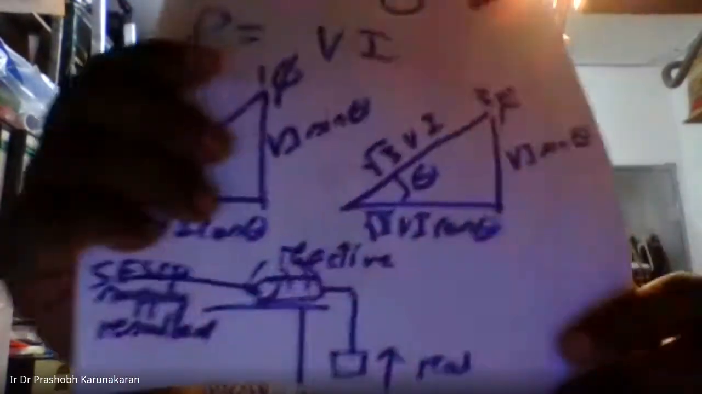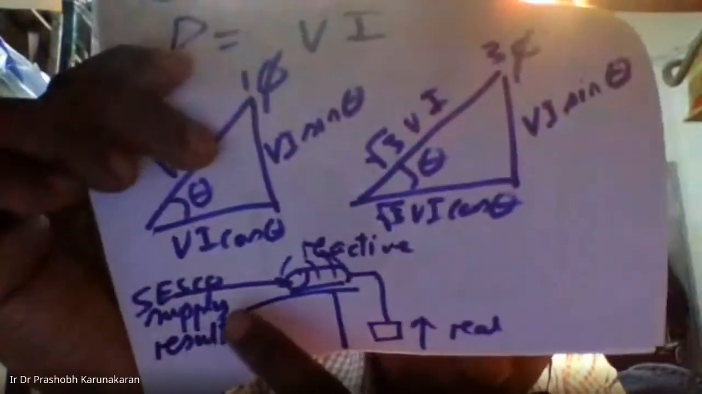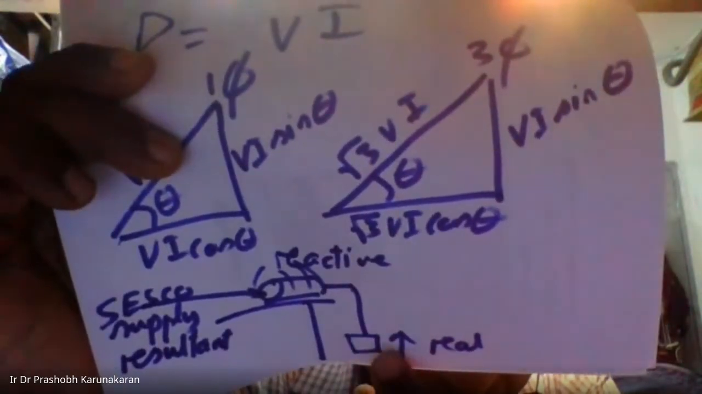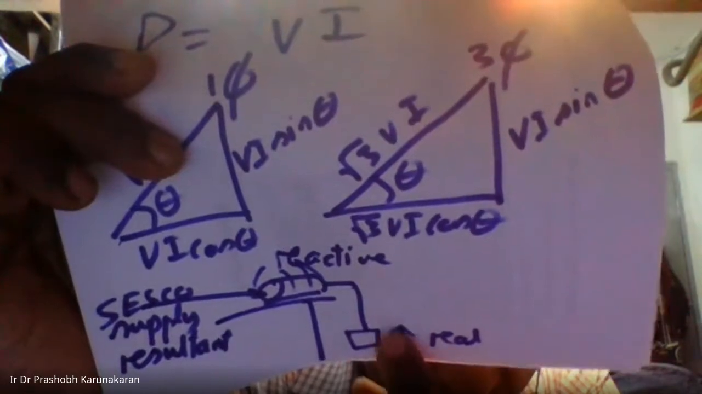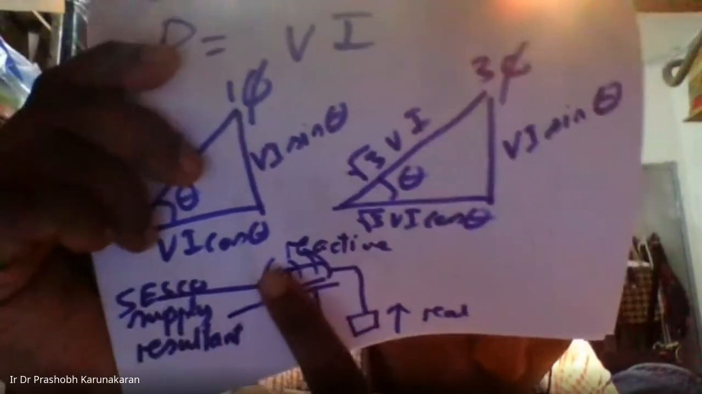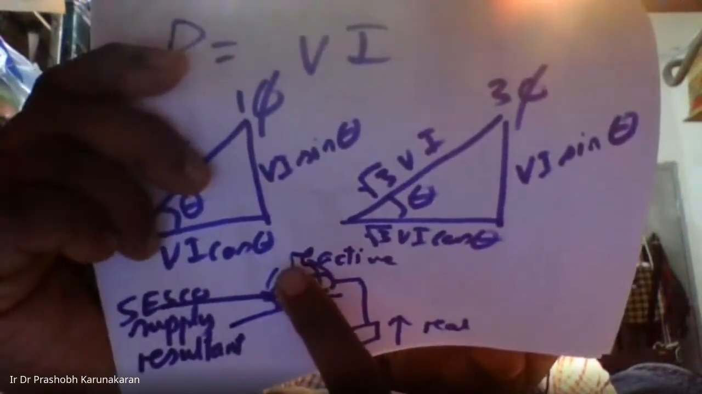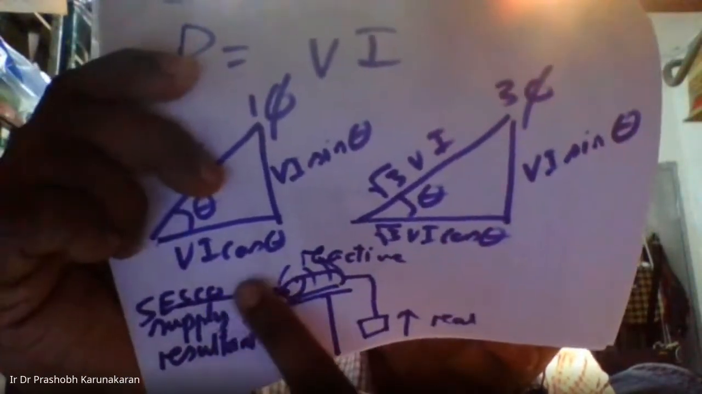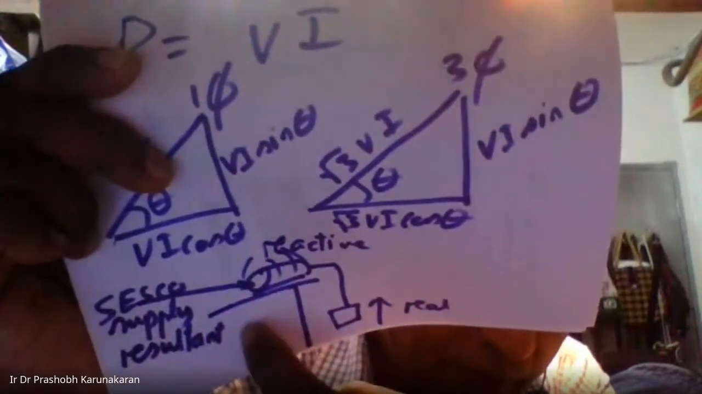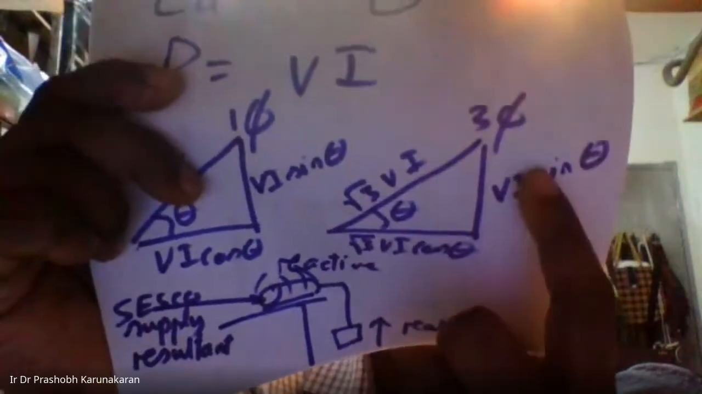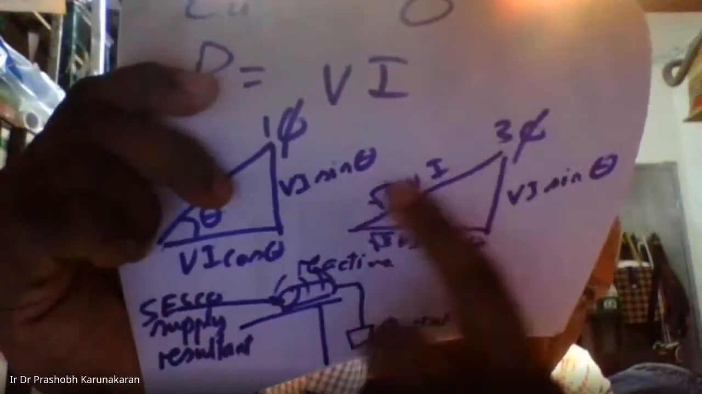Okay, so I draw here. You see, this motor is on the table, carrying a weight. The work, the power to lift this up, is the real power. At that time, the motor will have some magnetic field that's called reactive. And then the SESCO supply to this motor is called resultant. So the real is here, reactive is here, and the SESCO supply resultant is here.